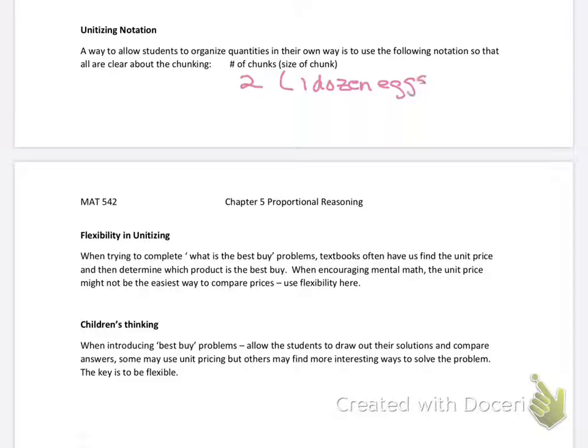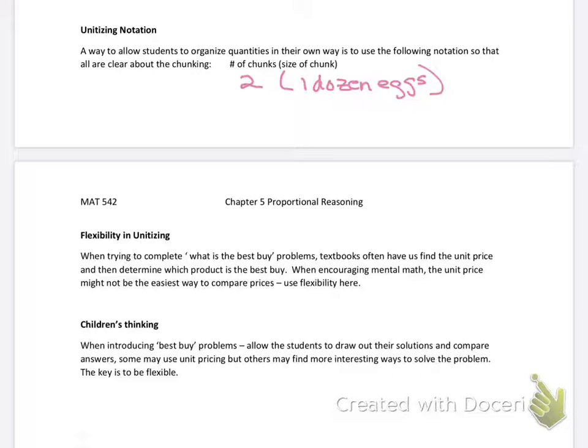So if I have 2 chunks, I would then have 2 dozen eggs, or 24 eggs. Flexibility in unitizing is important when trying to complete best buy problems. Sometimes it's good to go down to the unit price, but sometimes you don't have to go all the way down to the unit price to really be able to answer your question.